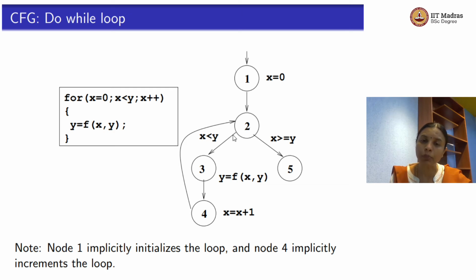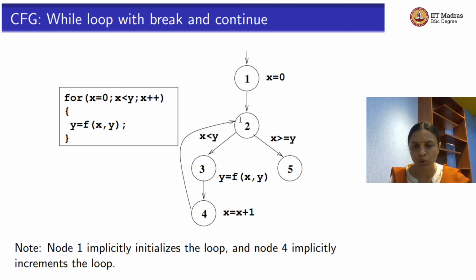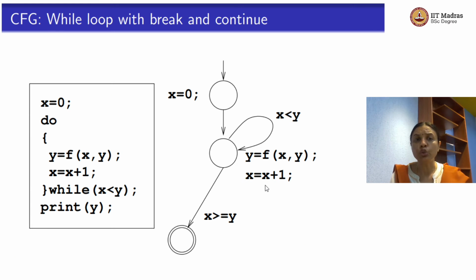We repeat this process, path 2 to 3 to 4, path 2 to 3 to 4, as a loop as long as x less than y is true. The minute x less than y becomes false, that is if x is greater than or equal to y, we take the 2 to 5 branch. Is this clear? So for this for loop fragment on the left, the CFG is going to look like this on the right. Here is another example, a do-while loop.